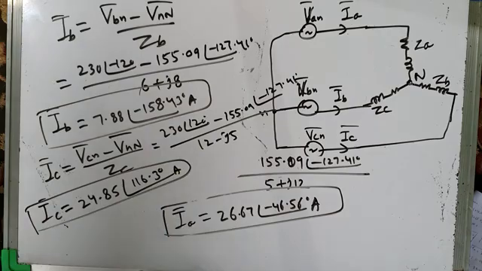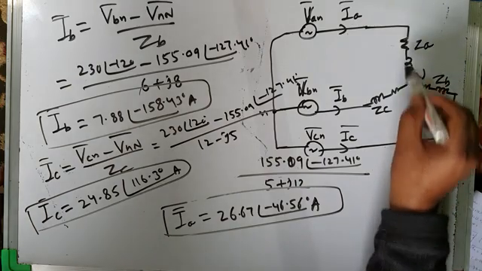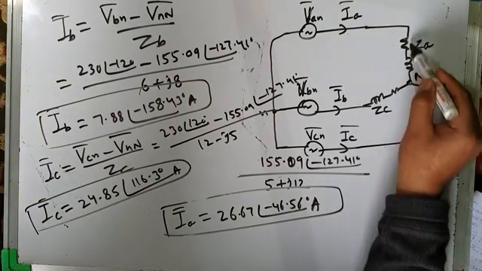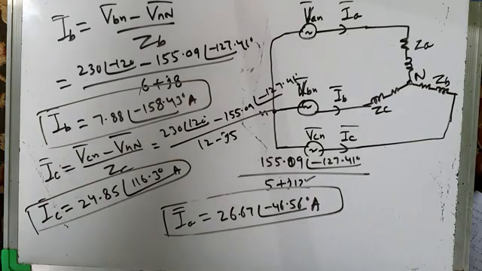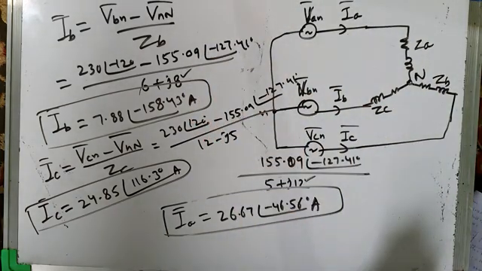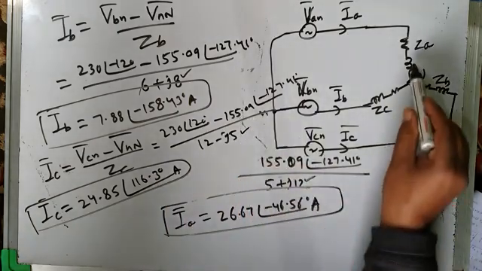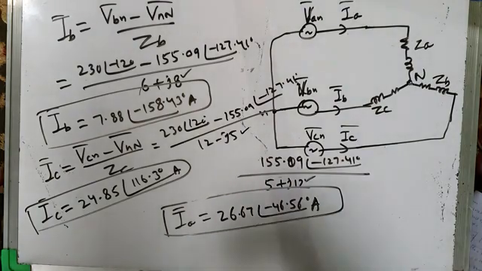Now interestingly, although your source voltages were balanced, your load impedances are not balanced. What is ZA? It is 5 plus j12 ohms. What is ZB? ZB is 6 plus j8 ohms. And what is ZC? ZC is 11 minus j5 ohms. So your load is unbalanced, and because of that unbalance in the load, you get unbalanced line currents.